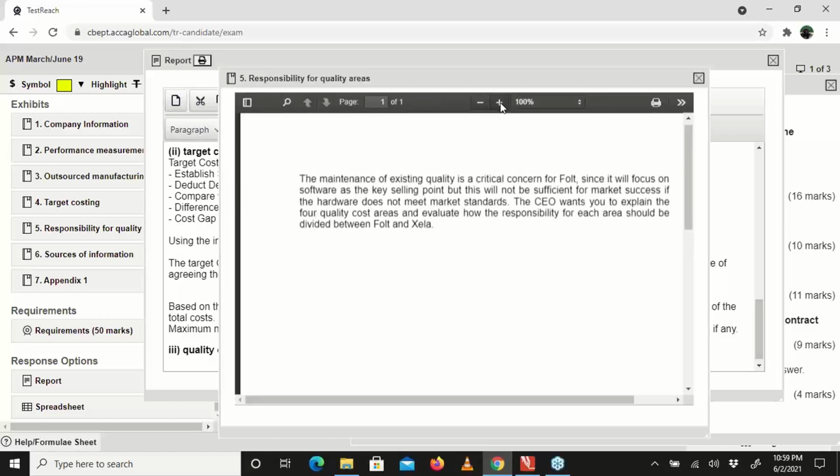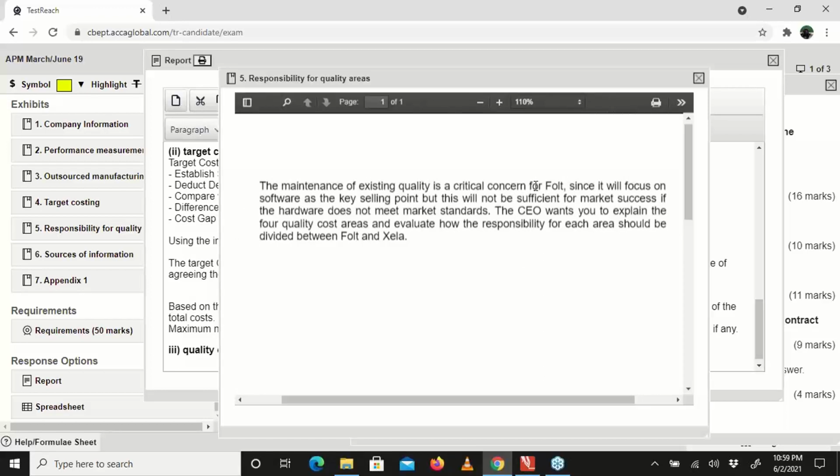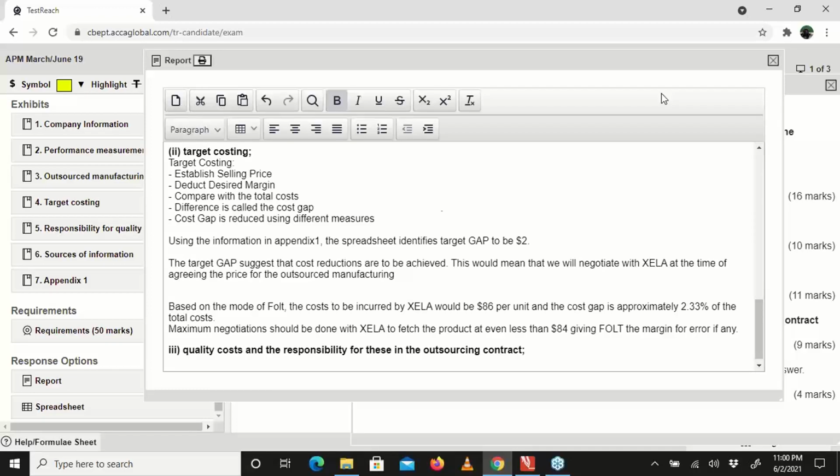The maintenance of the existing quality is a critical concern for fault, since it will focus on software as the key selling point. But this will not be sufficient for market success if your hardware does not meet market standards. The CEO wants you to explain the 4 quality cost areas and how the responsibility of each area should be divided between fault and Zela.